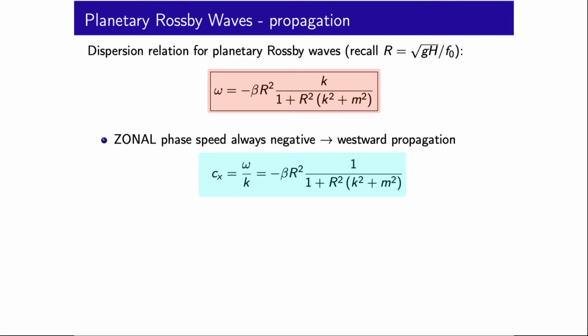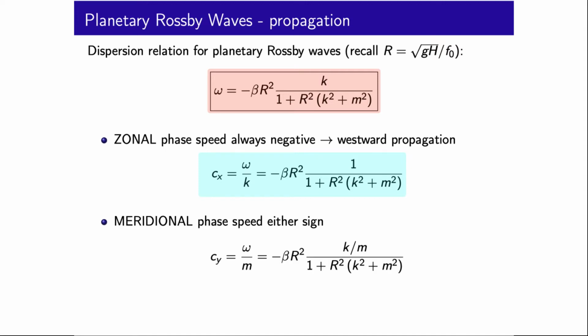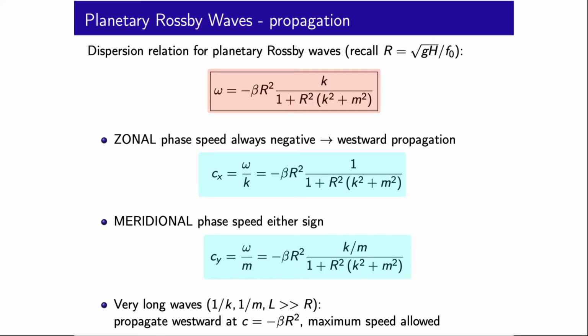So the planetary Rossby waves can be blown eastward by the background flow, but they themselves are always propagating westward. There is no such constraint on the meridional phase speed, meaning the waves can propagate westward between northwest and southwest. The very longest waves are those that have the maximum phase speed, which approaches beta times the Rossby radius squared. Remember that this speed can still be much slower than the background flow speeds.